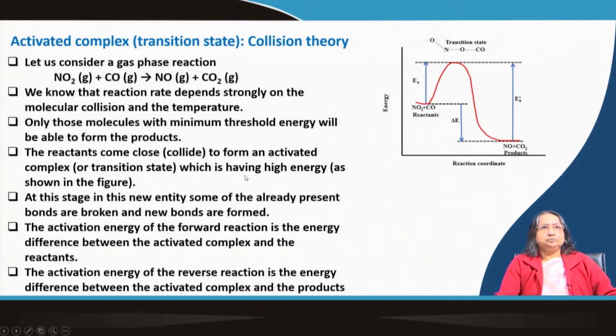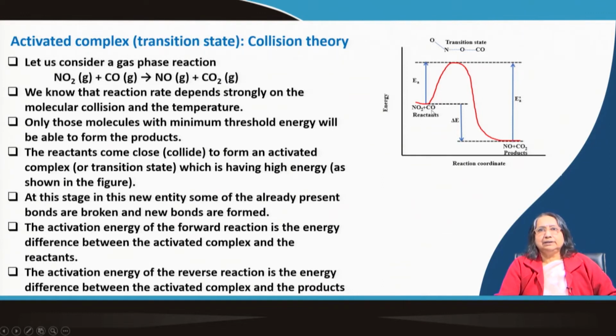Now, at this stage when the activated complex is formed, in this new entity some of the already present bonds are broken and new bonds are formed. You can see here, because the reaction is between NO2 and CO to form NO, here one NO bond has to be broken, and one bond should be formed between carbon and oxygen. So, here it is being formed. This is nothing but the activated complex or transition state. Now, activation energy of the forward reaction.